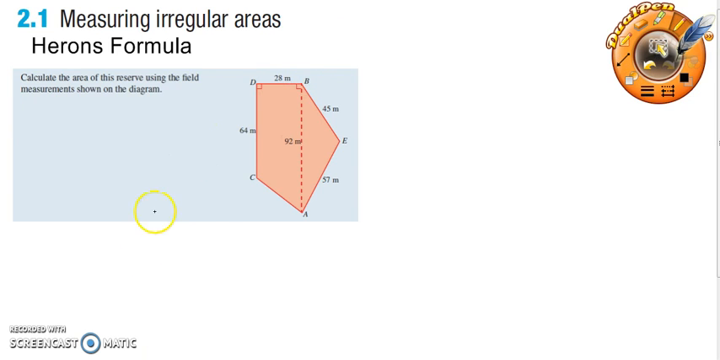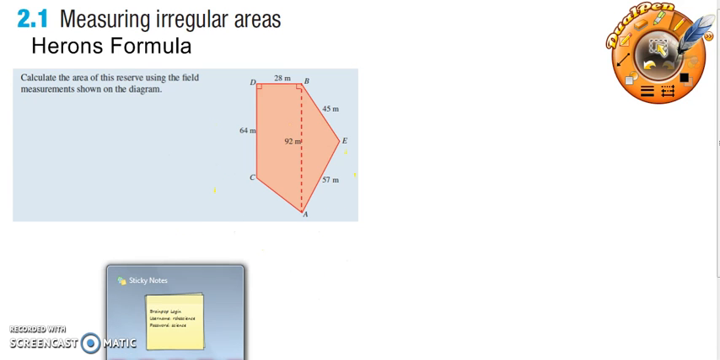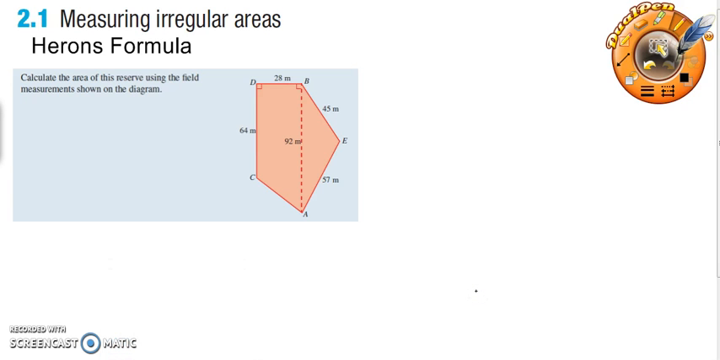So I'm trying to find the area of this reserve which is shown here. Make sure that everything's in the same units. These are all in meters, which is good. If they're not in the same units, you need to make sure you convert them to the same unit.